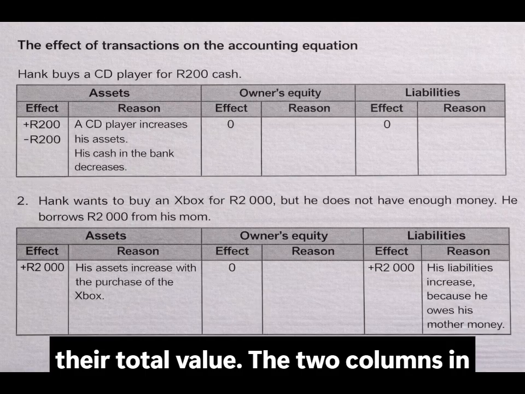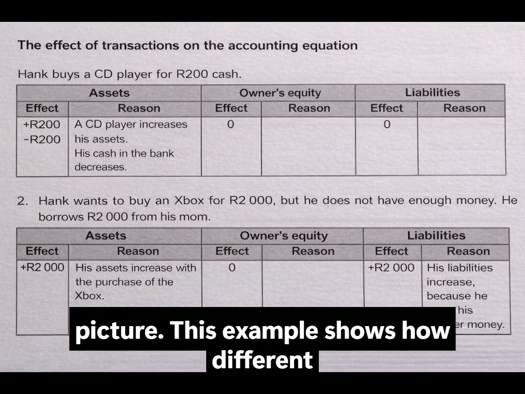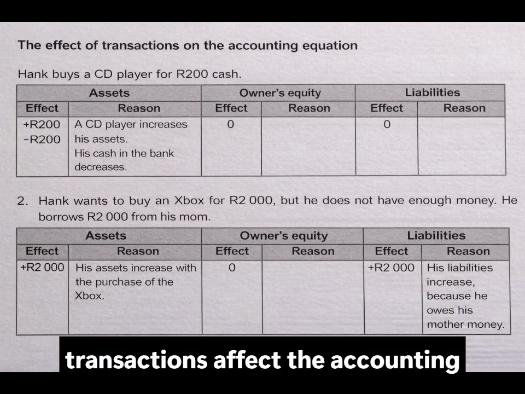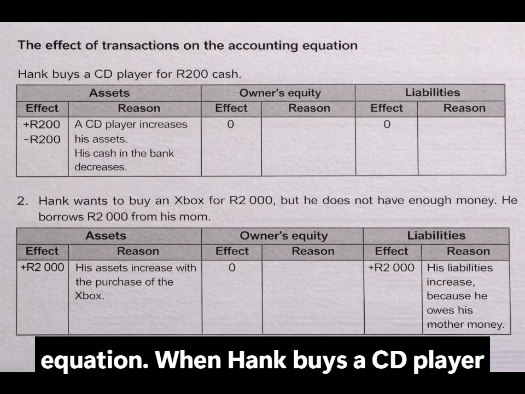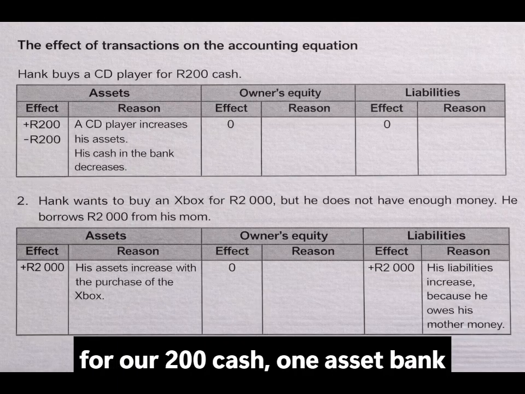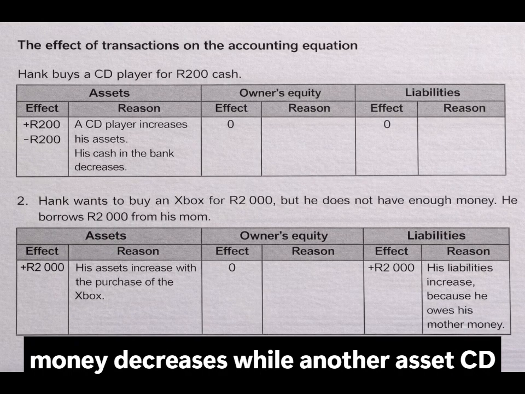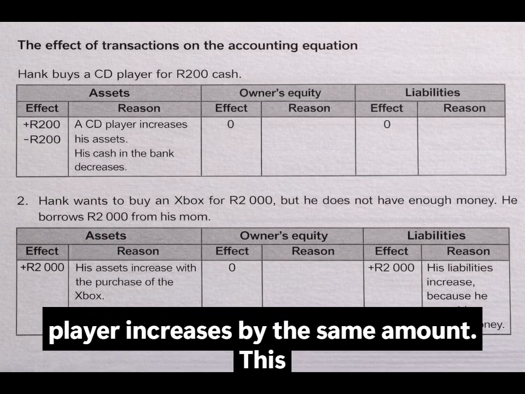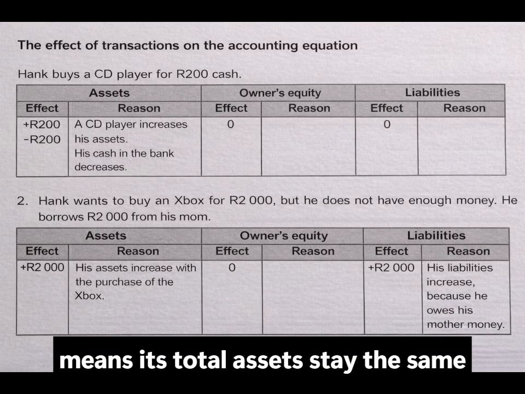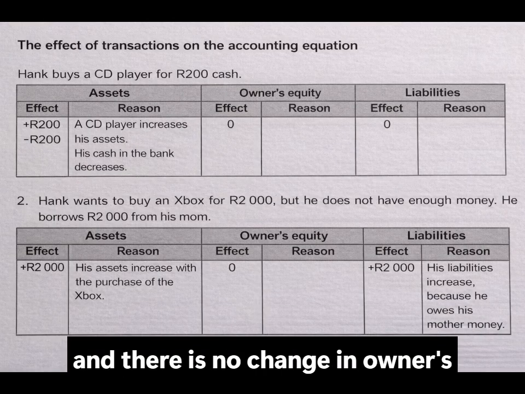The two columns in the picture show how different transactions affect the accounting equation. When Hank buys a CD player for $200 cash, one asset, bank money, decreases while another asset, the CD player, increases by the same amount. This means his total assets stay the same, and there is no change in owner's equity or liabilities.